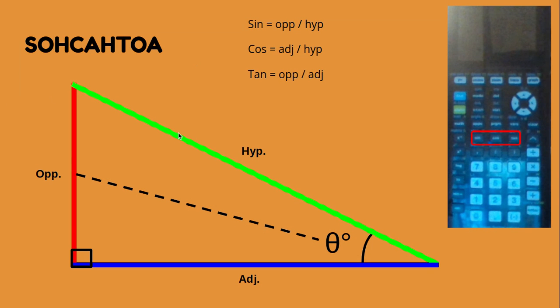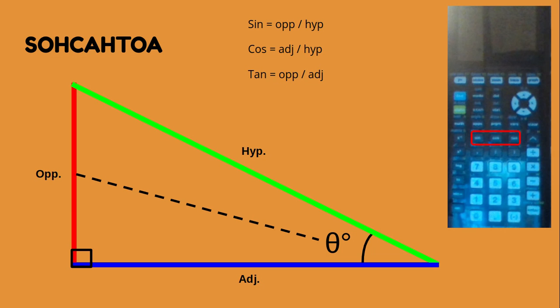So SOH CAH TOA, you can separate that into SOH, CAH, and TOA. It means sine, cosine, and tangent. And the buttons on the calculator, if you've ever seen them, are here. That's kind of blurry, but sine, cosine, tangent are represented by sin, cos, tan. That's what their abbreviation is.